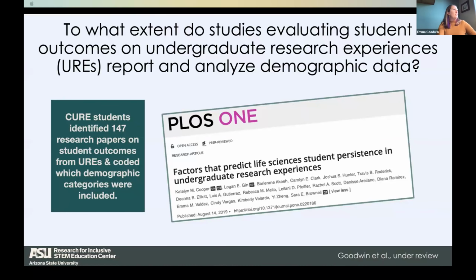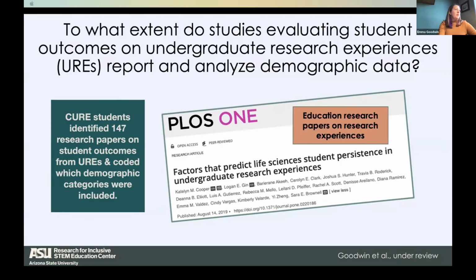We had CURE students identify 147 research papers over Google Scholar, 147 research papers on student outcomes from research experiences, and students coded which demographic categories were included. So I will highlight that these are education research papers on research experiences that we were having students look for.